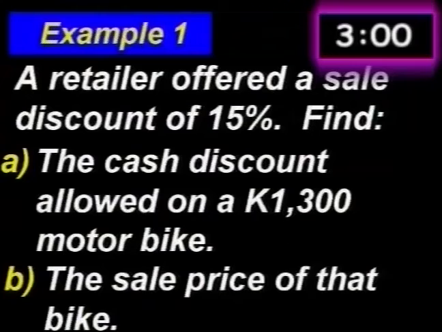Here I have an example for us to do as a group together first. A retailer offered a sale discount of 15%. We are to find the cash discount allowed on a 1,300 kina motorbike. And with your friend, you work out what is 15% of that total amount of money given.